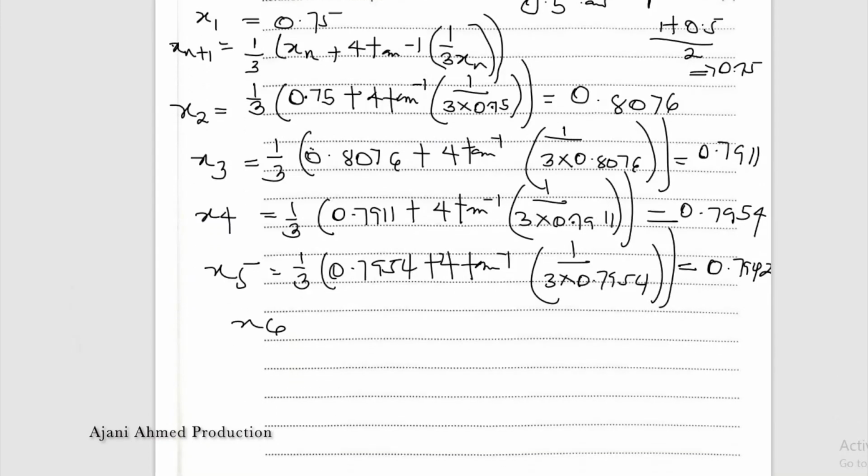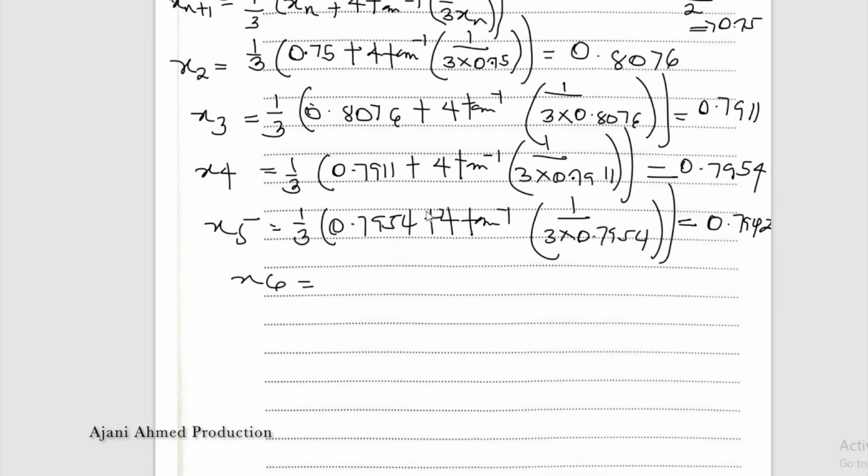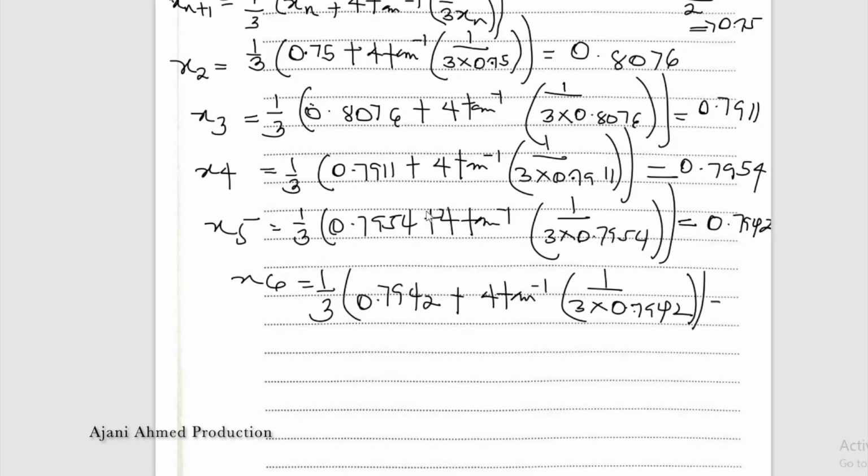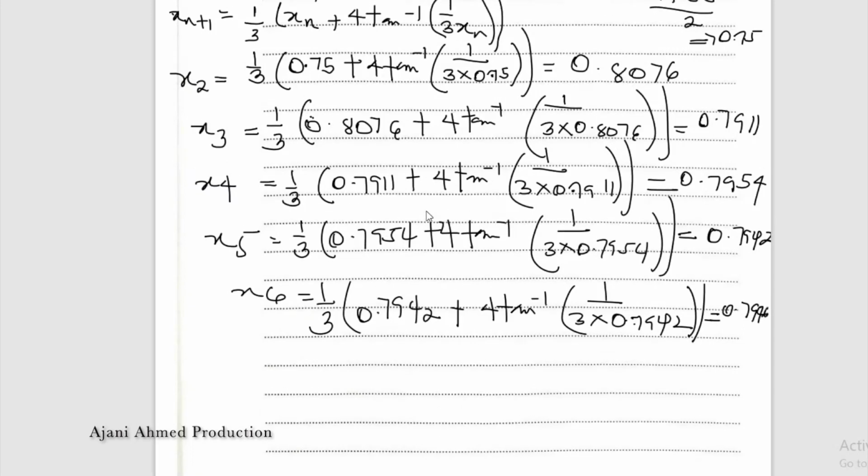x6 is 1 over 3, 0.7942 plus 4 arctan 1 over 3 times 0.7942. That gives 0.7946. I think we have a consistent value, 0.79, 0.79.